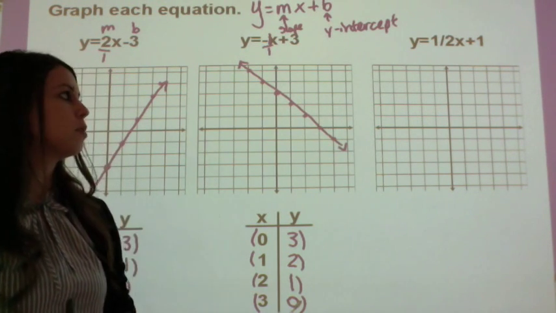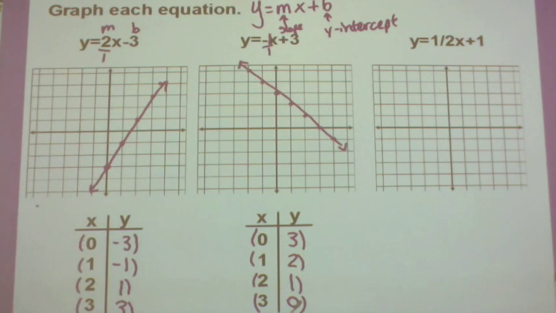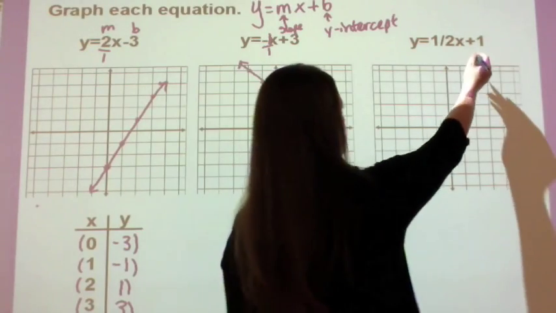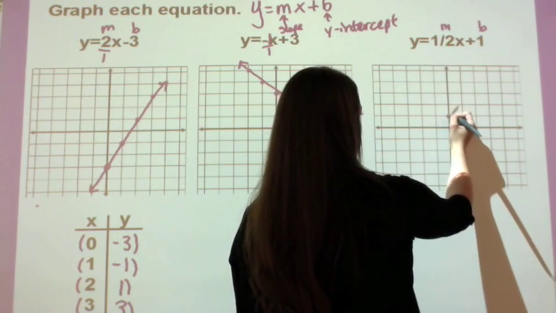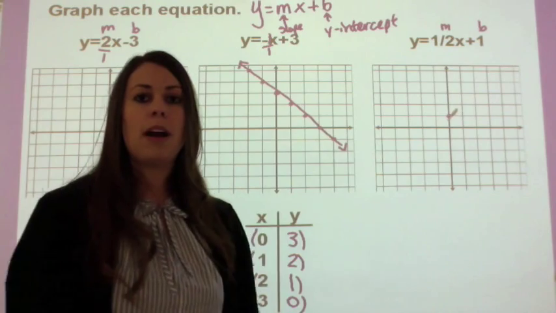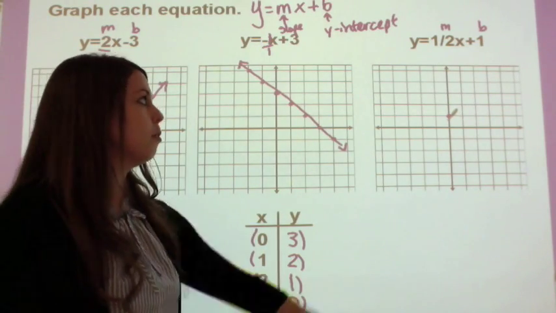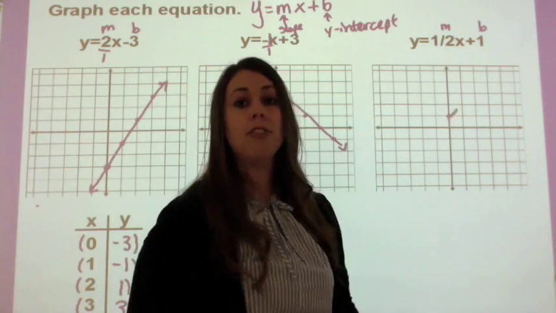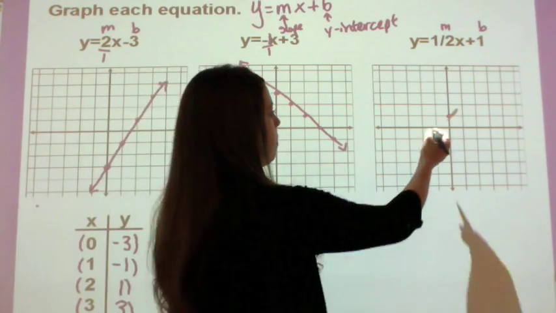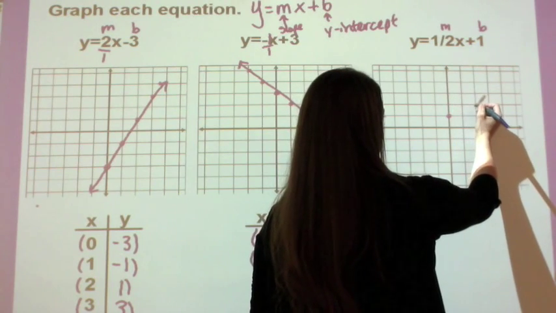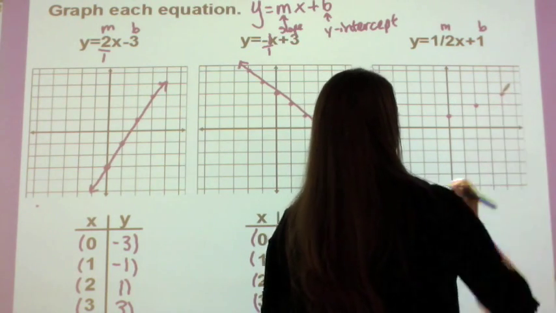So let's look at the last one. The last example is y equals 1/2 x plus 1. Where is it going to start? It's going to start on the y-axis at positive 1 because that is our b. So I start at 1 on the y-axis. Then I need to use my slope, which is 1/2. It's already in fraction form, so that tells me I'm going to go up 1 and to the right 2. So I go up 1 over 2, up 1 over 2.